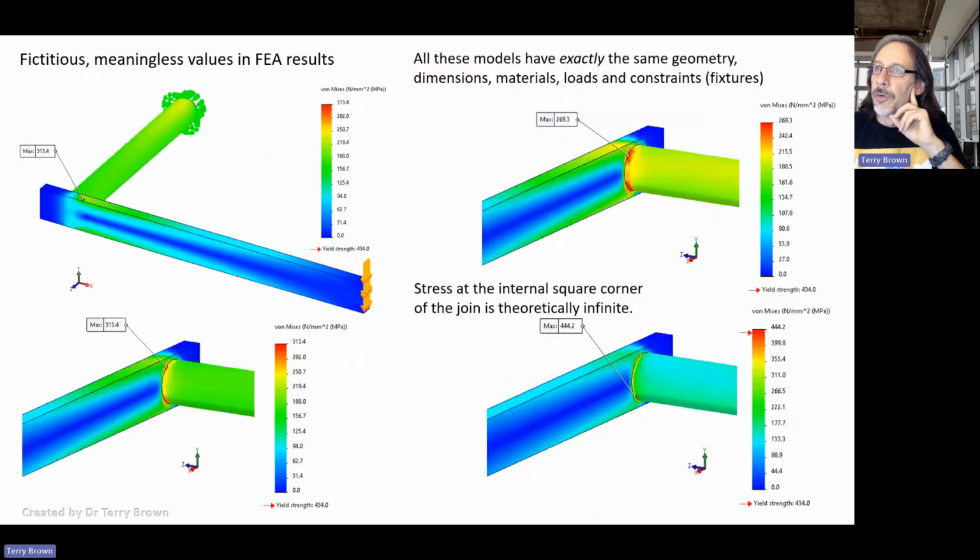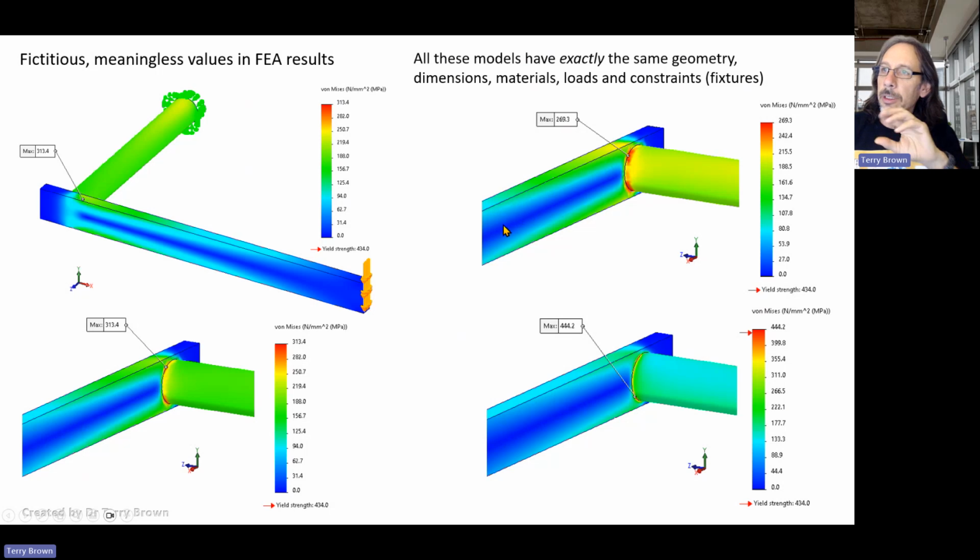Okay. So before we finish off here, just the last thing about fictitious, meaningless values in FEA results. So I've gone back to the von Mises stresses that we talked about before. So I've got 3 different results. These 2 here on the left are the same, and then they've got 2 different ones here.